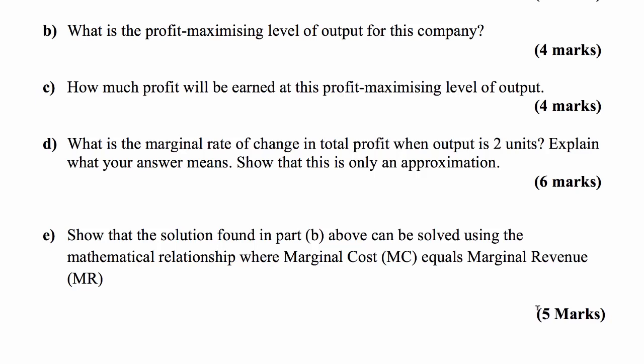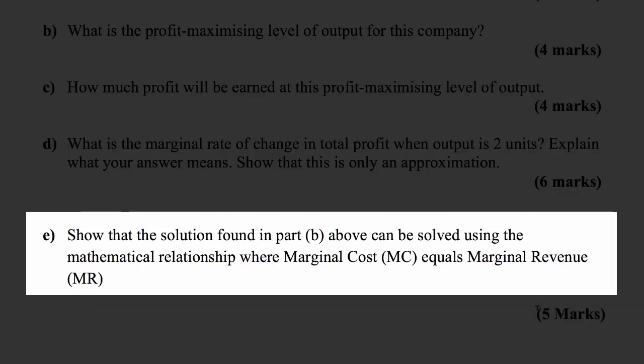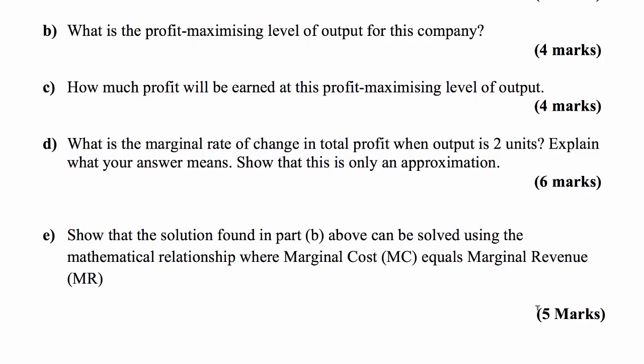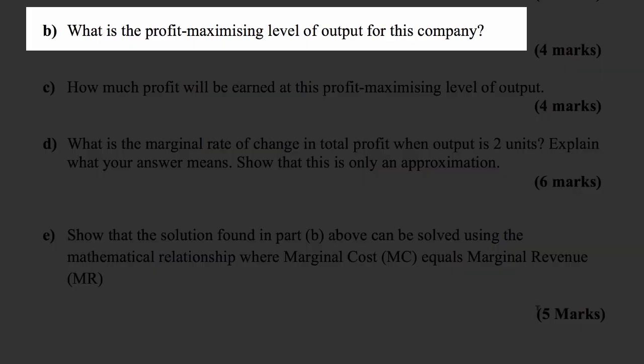So let's move on to the next question. We want to find out here how we can use the relationship marginal cost equals marginal revenue to find out the solution that we got in part B, which was to find the profit maximizing level of output.